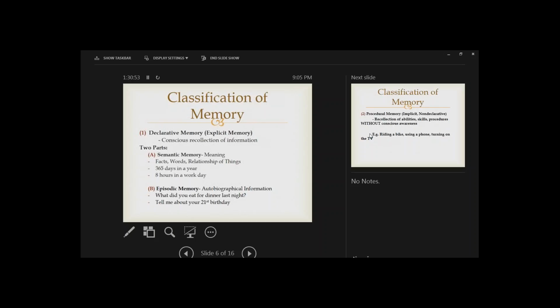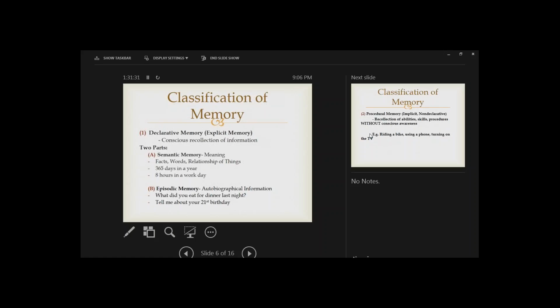So the first thing that you want to know about is what's called declarative memory. Declarative memory is also known as explicit memory. You want to know both of those terms because I can ask a question and ask for explicit, or I can ask for declarative. Declarative or explicit memory is a conscious recollection of information. There's two parts to it.